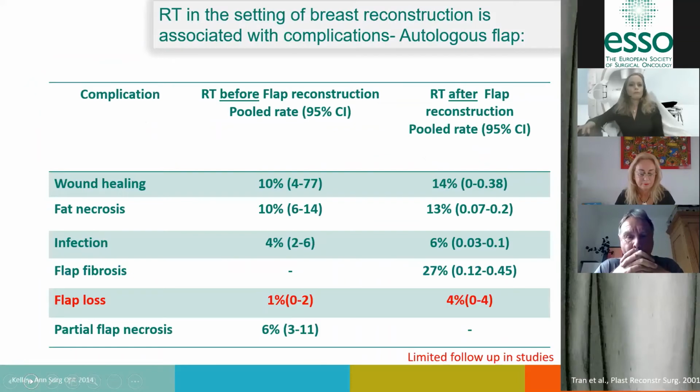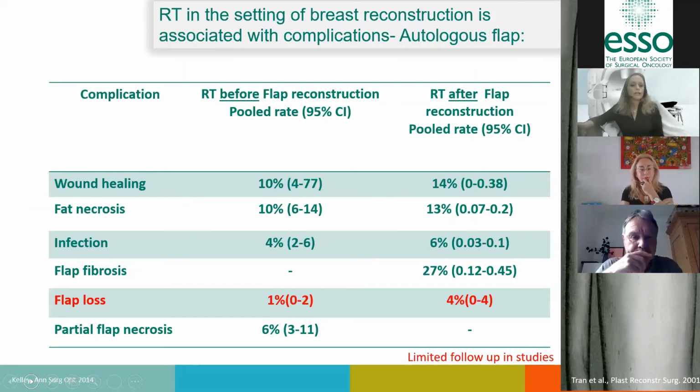And as you probably all know, the outcome of reconstruction surgery and radiation is poor. Radiation increases complication rate, regardless of the timing of the radiation. And in this slide, you can see the complication rate in case of autologous flap reconstruction.